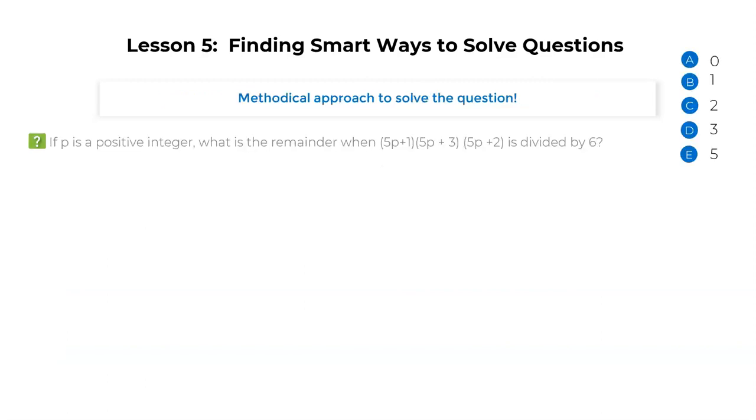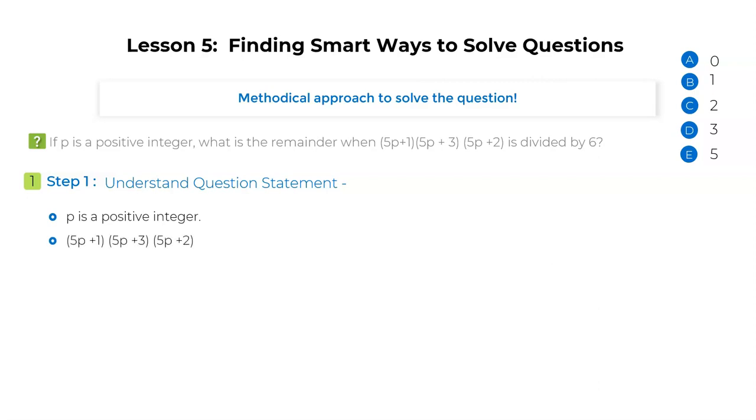I'll start off by showing you how to solve this question in a methodical manner. It's given that p is a positive integer, so p can be 1, 2, 3, 4, and so on. An expression is given to us, which is 5p plus 1, 5p plus 3, and 5p plus 2. We're asked the remainder when this expression is divided by 6. So we have written down what is given to us and what we need to find out.